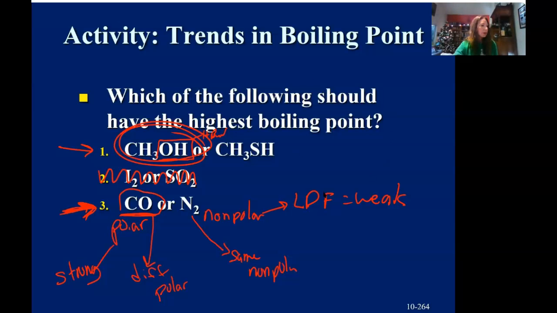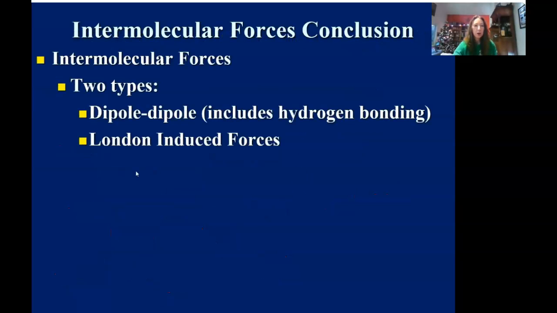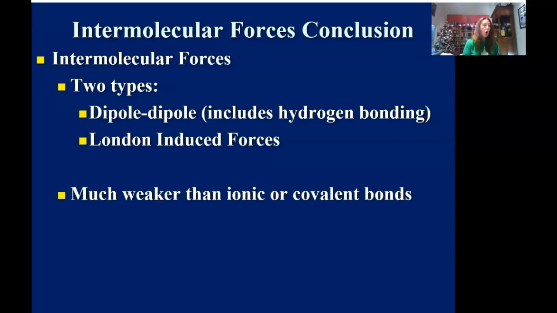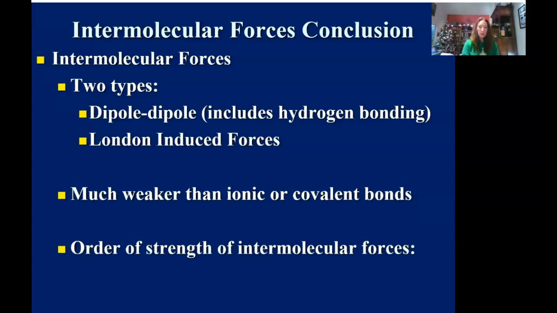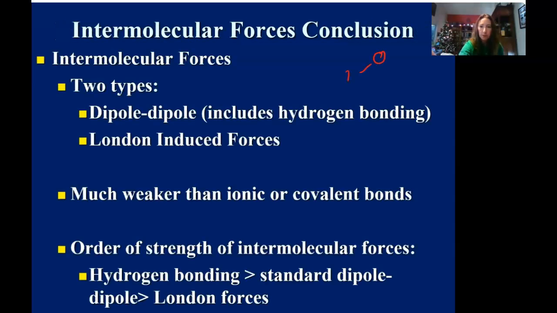Okay, all right, so let's just review this really quick. So we have intermolecular forces, dipole-dipole, and hydrogen bonding, they go in together, and then London dispersion forces. Now, all of these are much, much, much weaker than ionic or covalent bonds, much weaker. So if we look at a water molecule, these little dots, those are intermolecular forces.